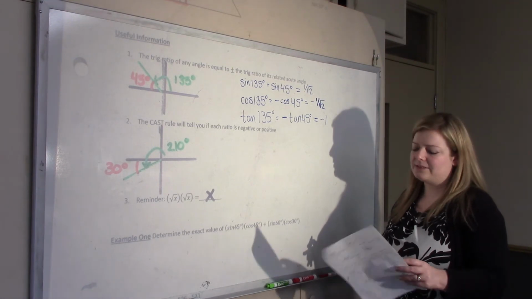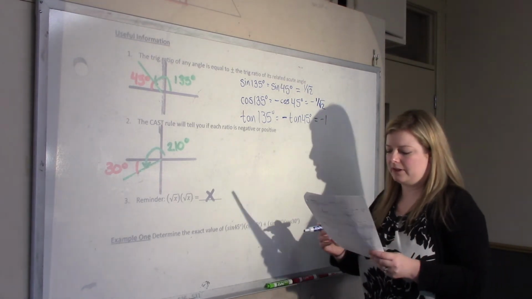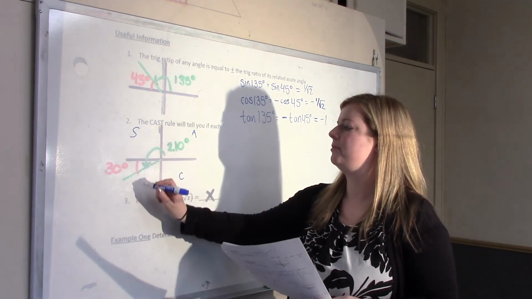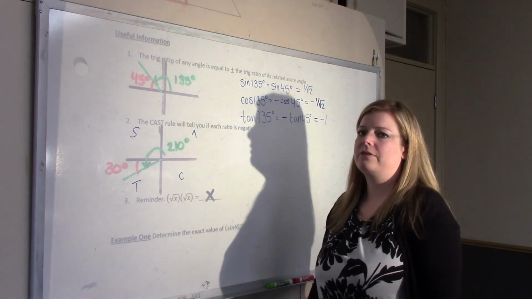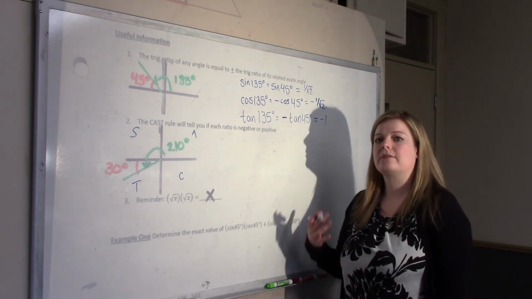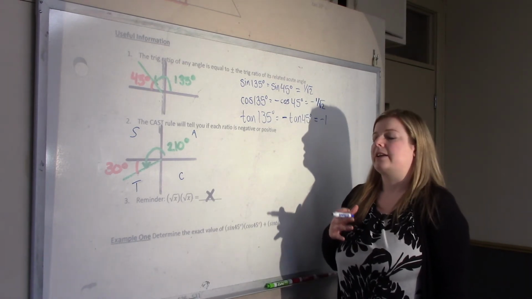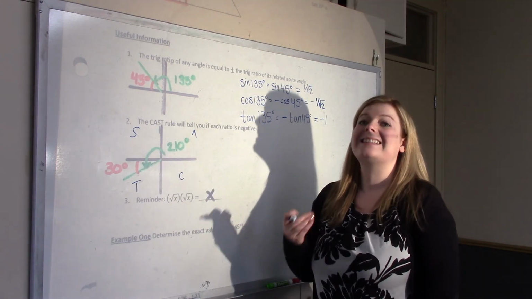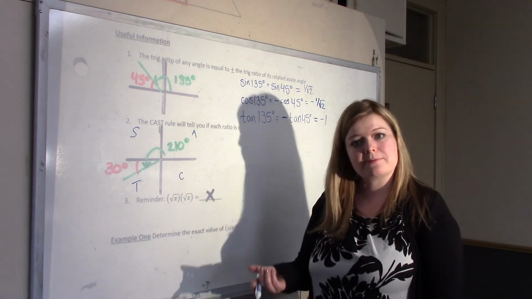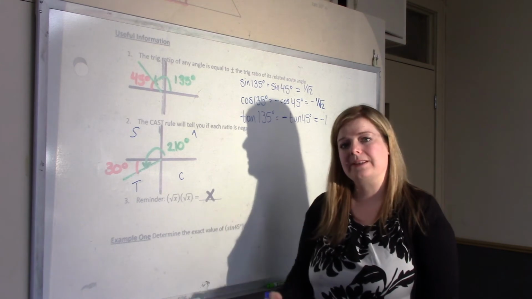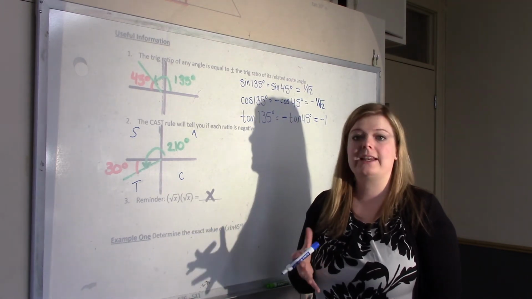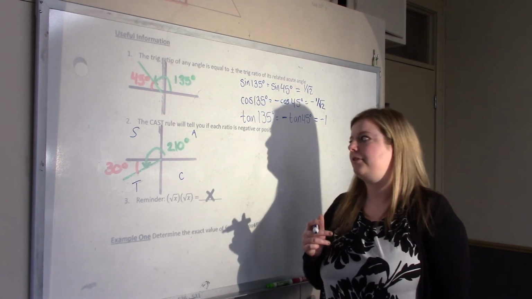Okay? And the CAST rule will tell you if it should be positive or negative, right? So this is CAST, tells you where the ratios are positive, or you can use logic. Sine is related to whether y is positive or negative. Cos is related to whether x is positive or negative. And tan is related to whether slope is positive or negative.